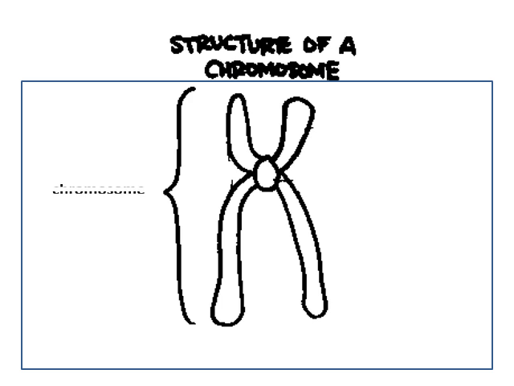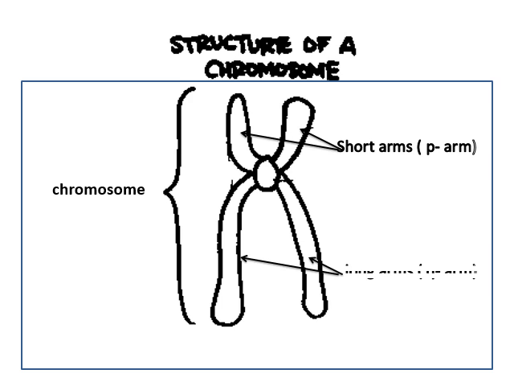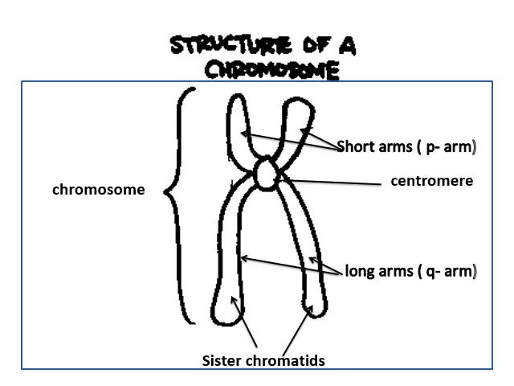So this is the structure of the chromosome. The whole structure is called a chromosome. The short arm is called the P arm, and the long arm is called the Q arm, and the center is called the centromere. Each one of these is called a sister chromatid.